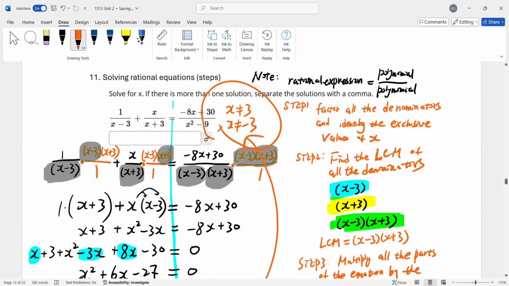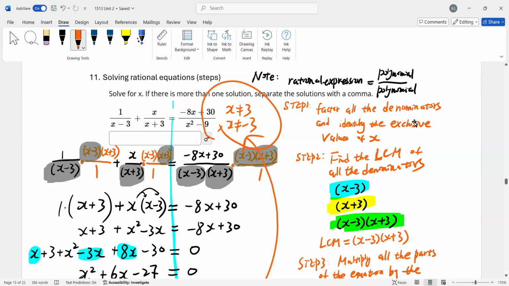Let's summarize. The first few times you apply the process to solve rational equations, it might take a very long time, but once you practice enough, it will become a lot easier. First step, work on the denominators. Factor those denominators that are factorable. The purpose is to identify the extraneous values for x. Once you have them factored, you can tell quickly x cannot be 3, x cannot be -3, right?